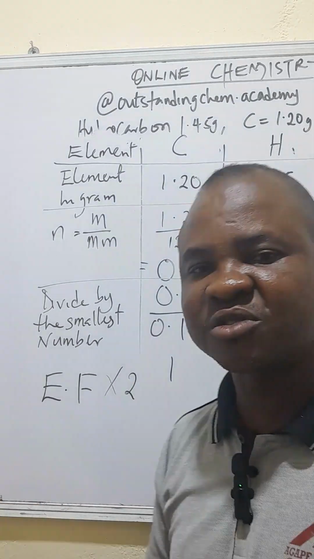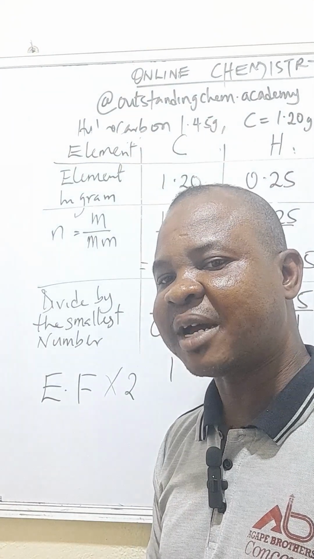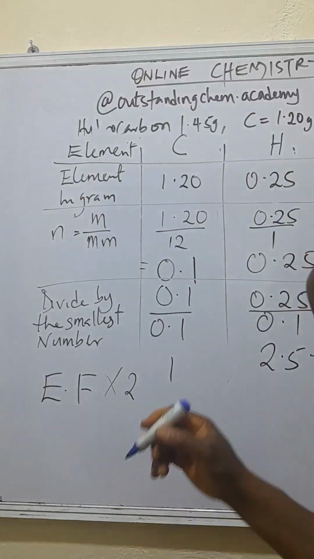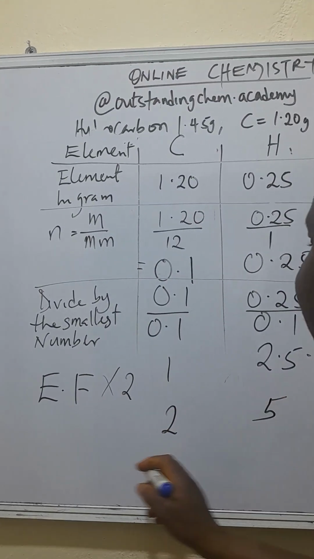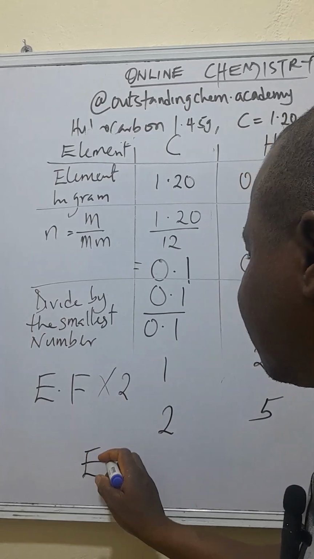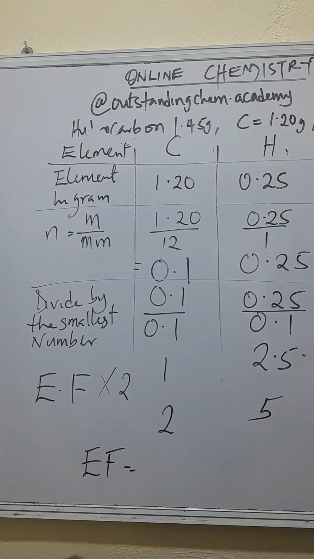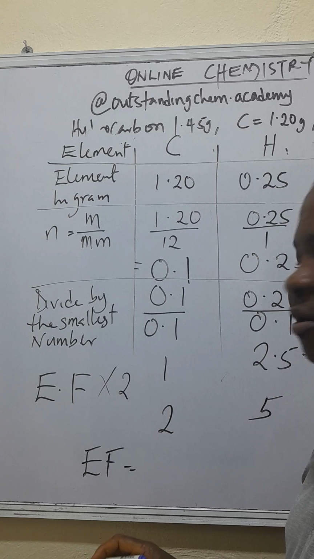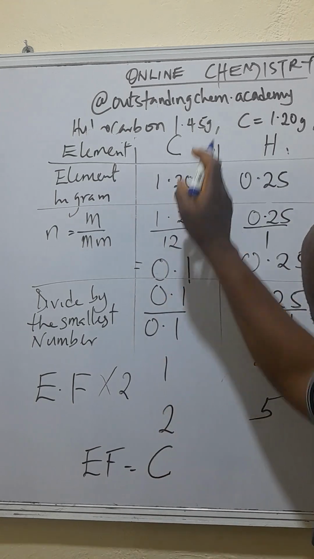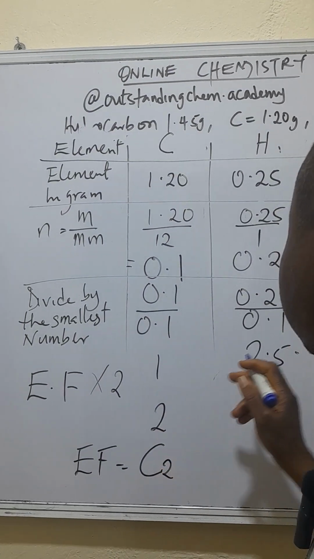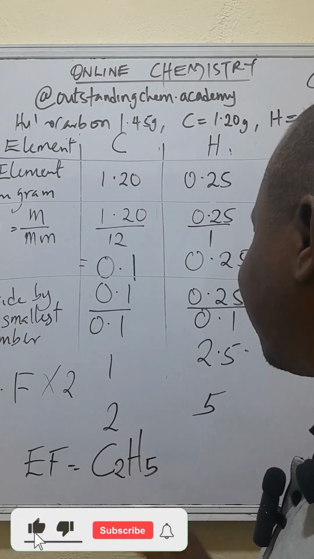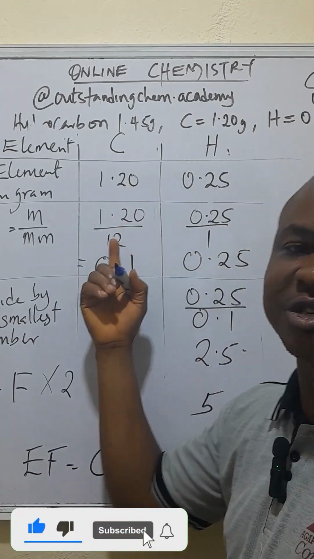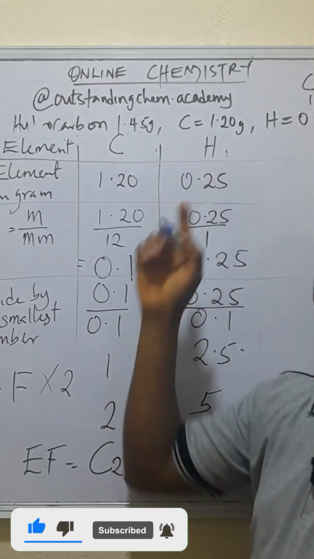Why am I multiplying by 2? It is for me to be able to get my whole number. So times 2 we have 2, times 2 we have 5. So my empirical formula now is C2H5. This is showing the ratio of carbon to hydrogen, 2:5.